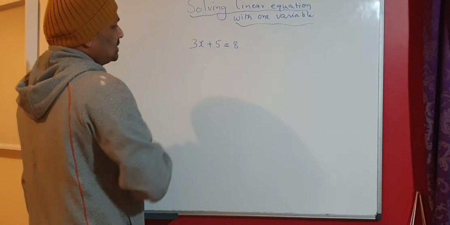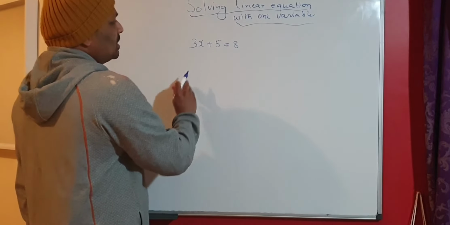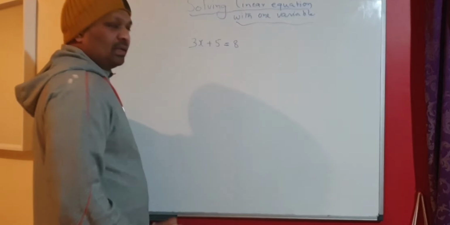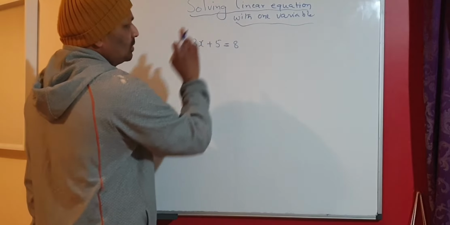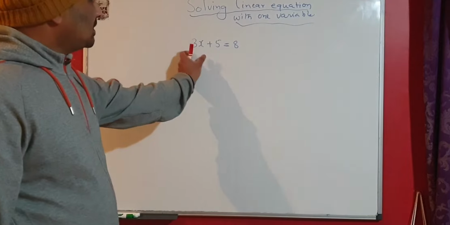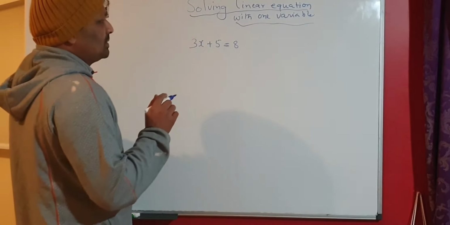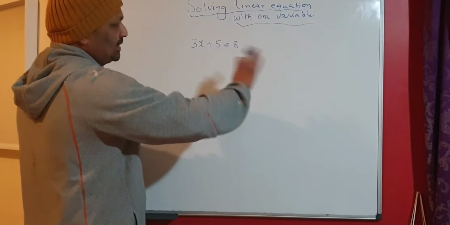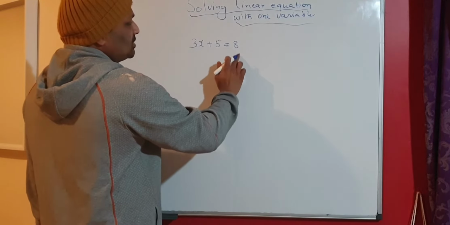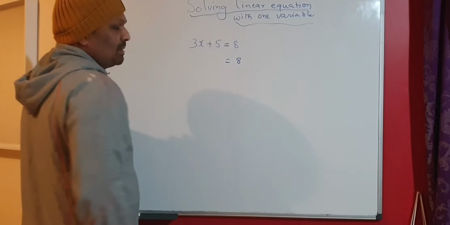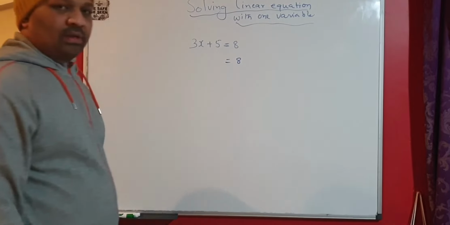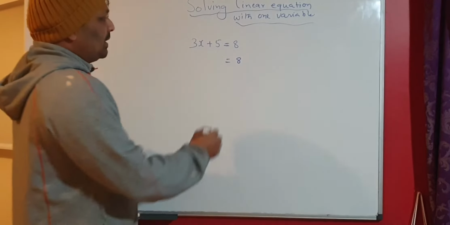Let us try to solve this one. What are the known quantities here? 5 and 8 are known quantities, terms that are known to us, and 3x is a term that is not known to us because there is an x in it. The very first step is to bring all the known quantities to the right side. 8 is already on the right side, and here we have a plus 5. If you take plus 5 to the other side of the equal to symbol, it becomes minus 5.